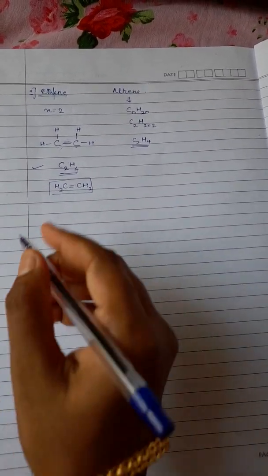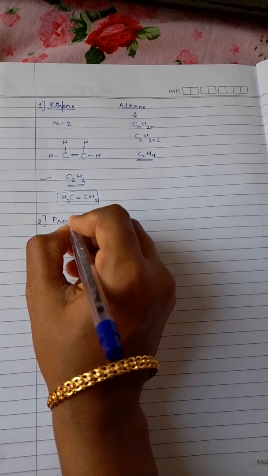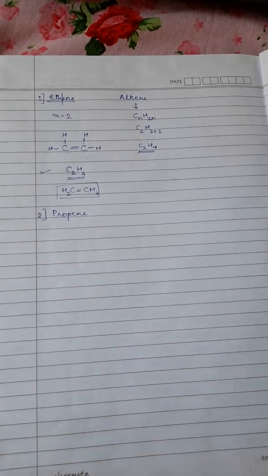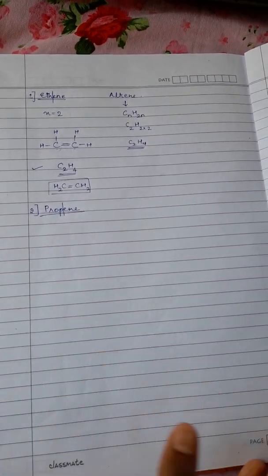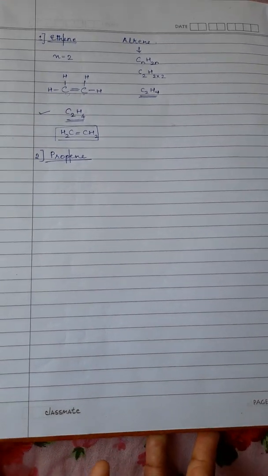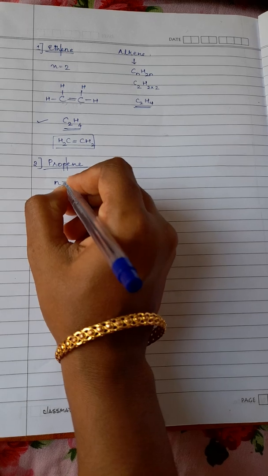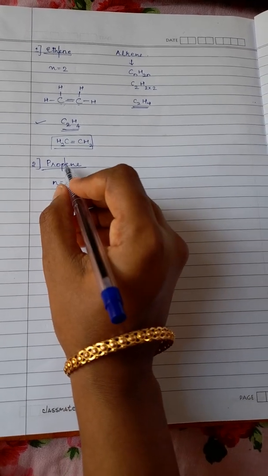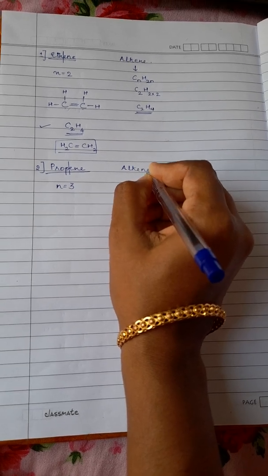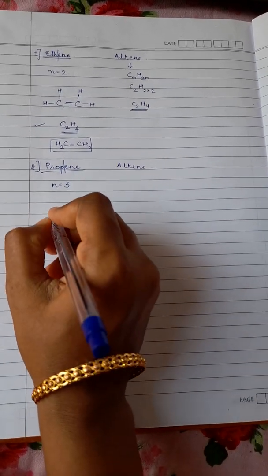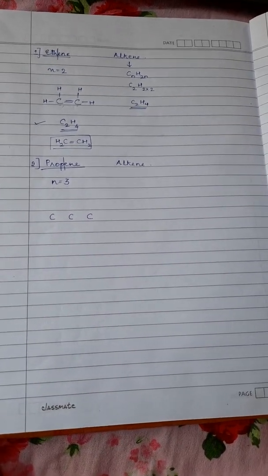Alright, now let's look at another example. Propene. Okay, what do you do first? You divide the word according to your prefix, that is according to PROP. Your N will be equal to 3, and you have ENE. According to the suffix, it's alkene. So N is equal to 3, so you first put 3 carbons because N is 3.